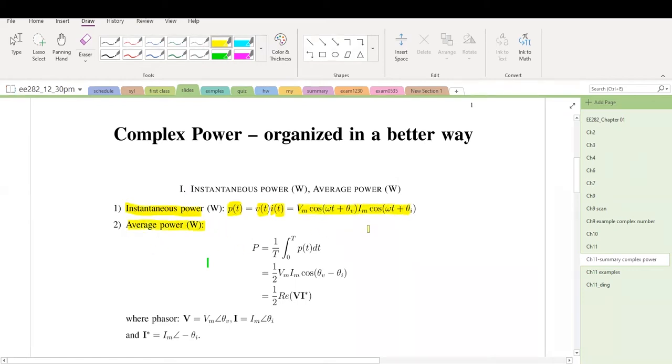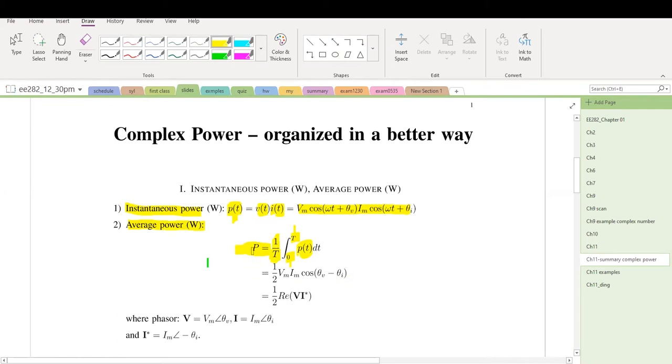Next, we want to look at the average power, which is a time averaged instantaneous power. We take P of t, we do integral from 0 to T, and take the average over the time T. And this T is the period of the instantaneous power. This average power is a number. It's a real number. It can be positive, it can be negative, but it does not have a complex part.